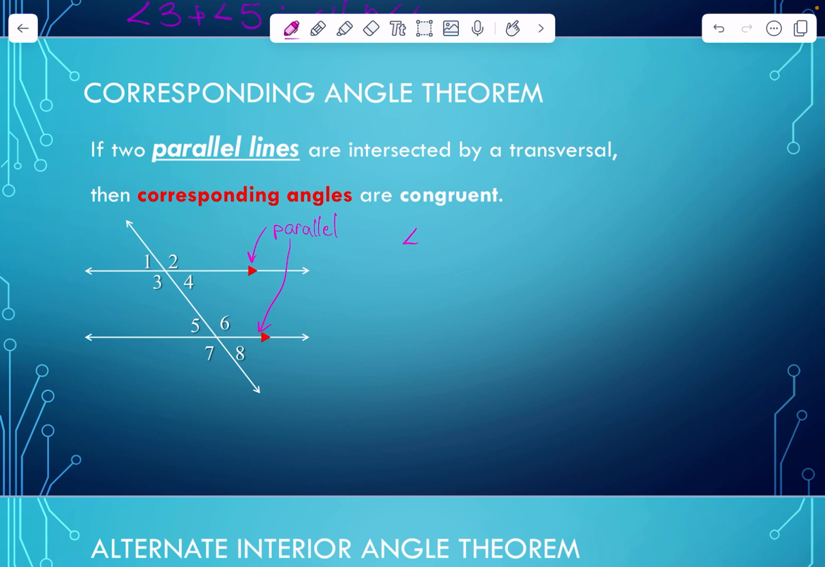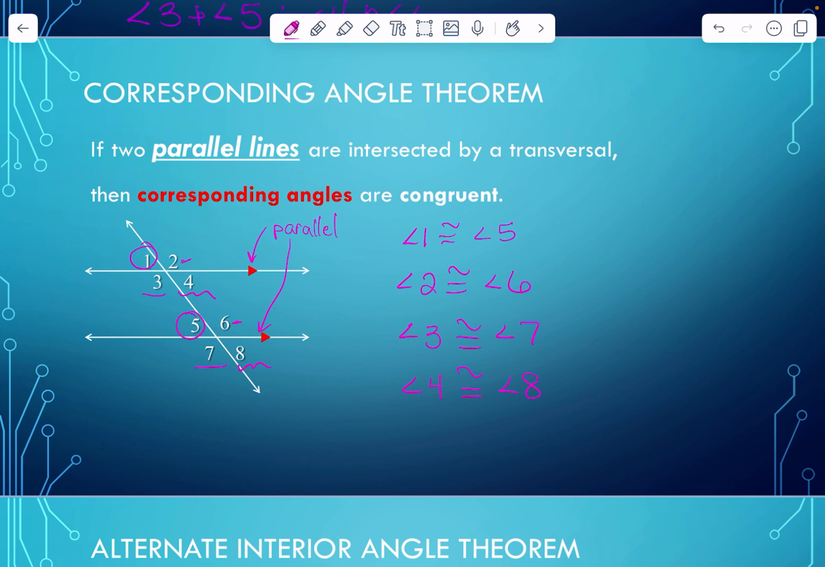So then we look who is corresponding. Well, you would know angle 1 is congruent to angle 5, top left to top left. You have angle 2 is congruent to angle 6, top right to top right. You have angle 3 congruent to angle 7, bottom left. And then you have angle 4 congruent to angle 8, bottom right.